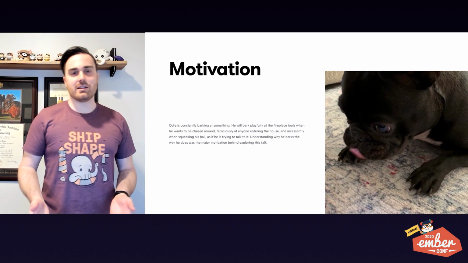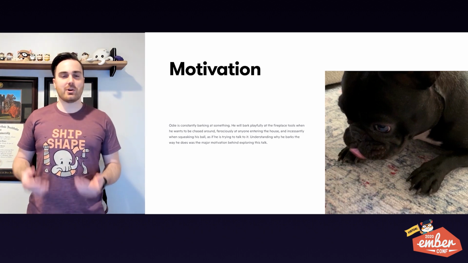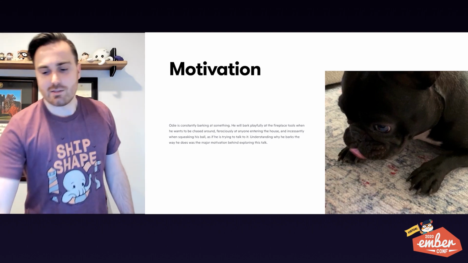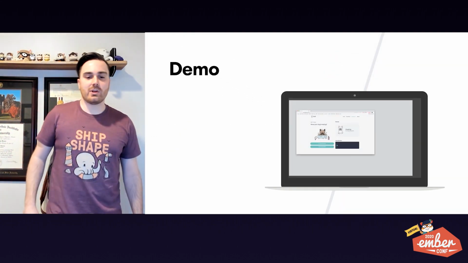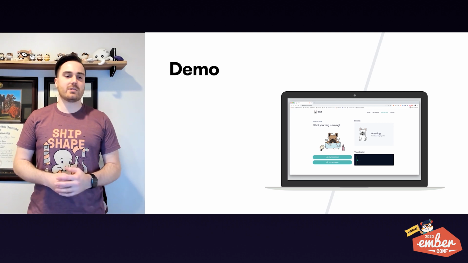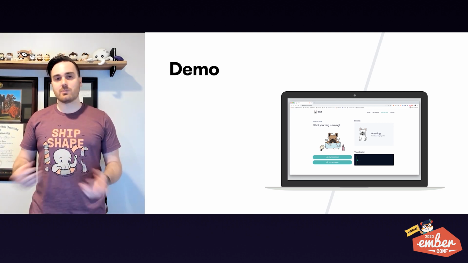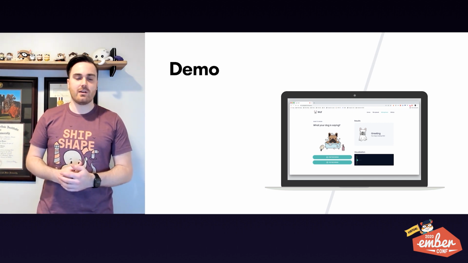So as you can see, he squeaks his toy and barks along with it like he's singing or playing or something here. So I'm going to give you a brief demo of our prototype here. It's built in Ember on Octane, of course, using Glimmer components, all that good stuff.